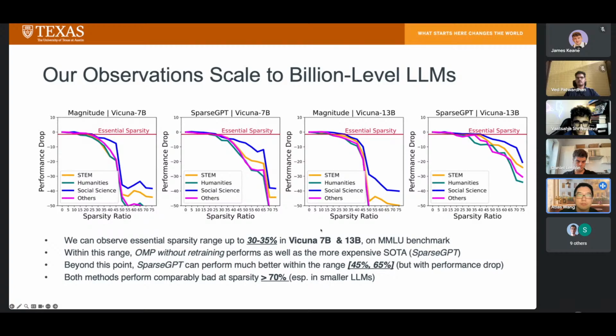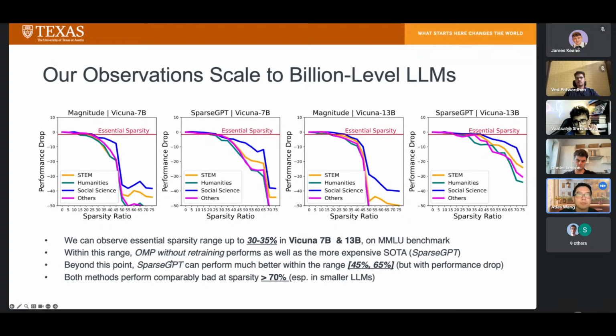In fact, that shows those bigger models have indeed learned more compared to the smaller models. The sparsity ratio here, the ballpark number, is 30 to 35%. And within this range, as you can see, on the downstream tasks, OMP without retraining performs just as well as the most expensive pruning method recently announced, called SparseGPT. It's a second order pruning method and costs more time. But I do like to make a comment here, though.